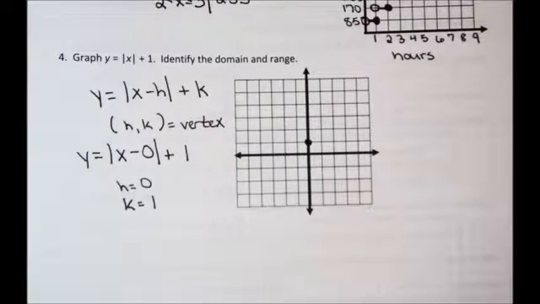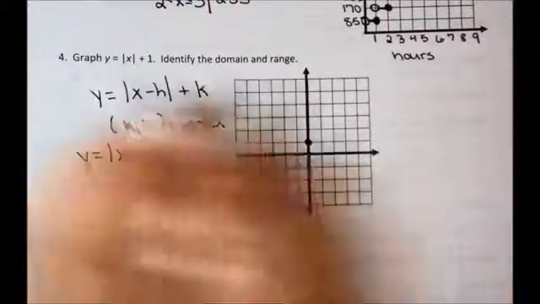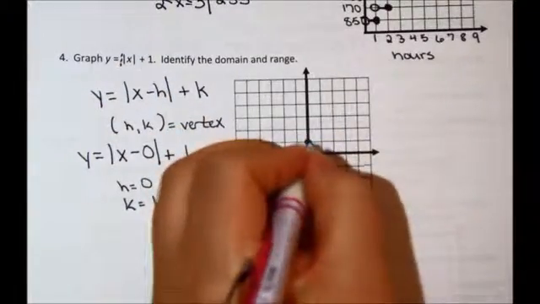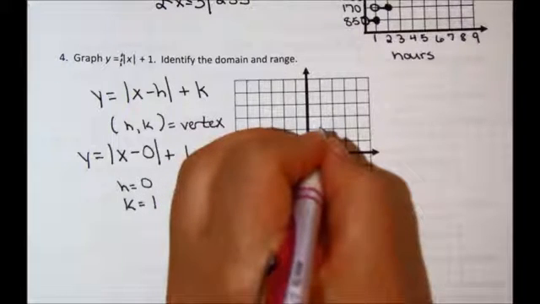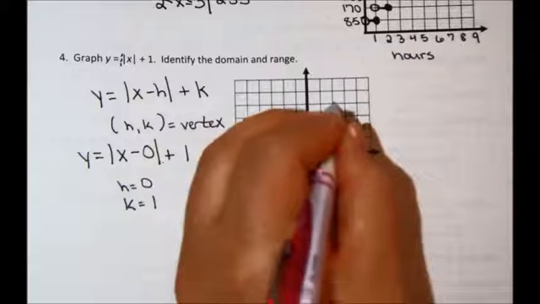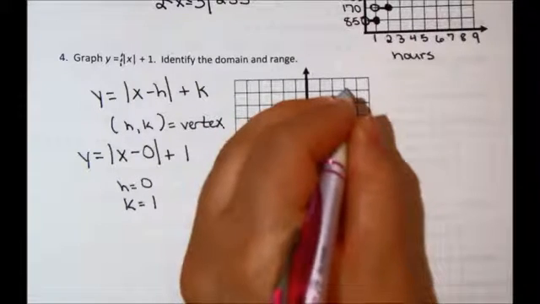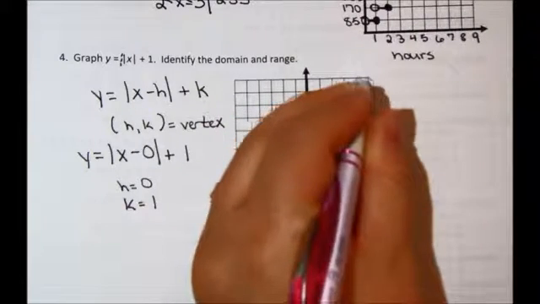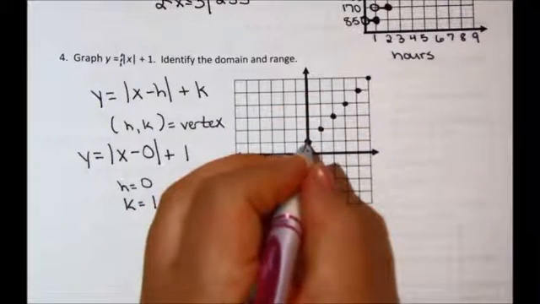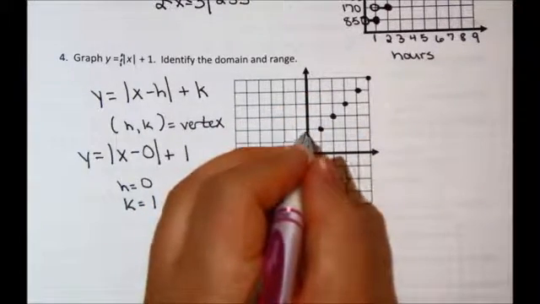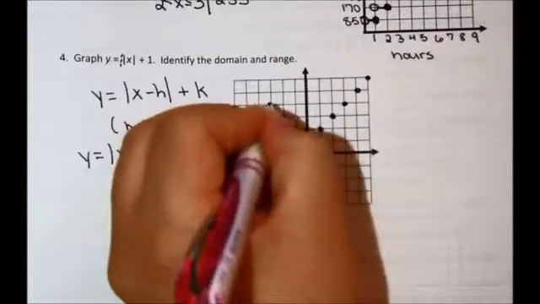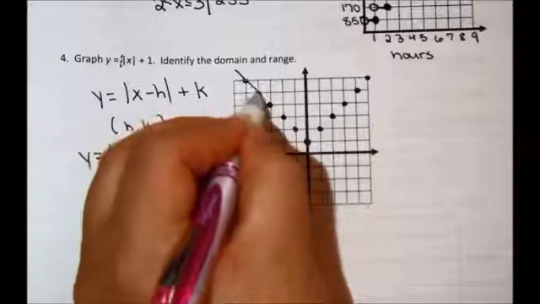The slope of my equation is 1. So I'm going to go up 1, right 1, and repeat that several times. We know this shape to be a V, so we can mirror each of those points across the middle, the vertex. Then just connect your dots.